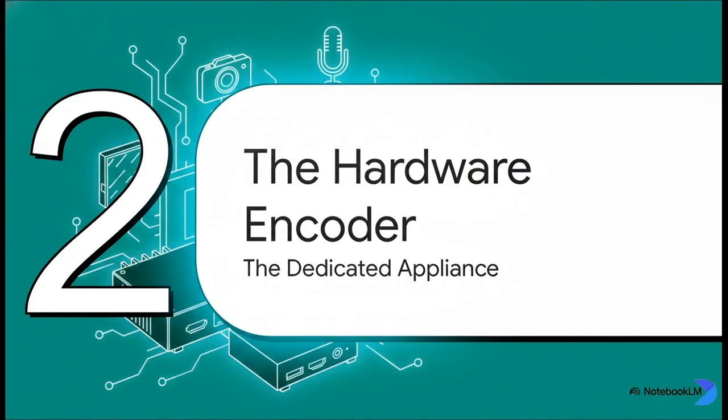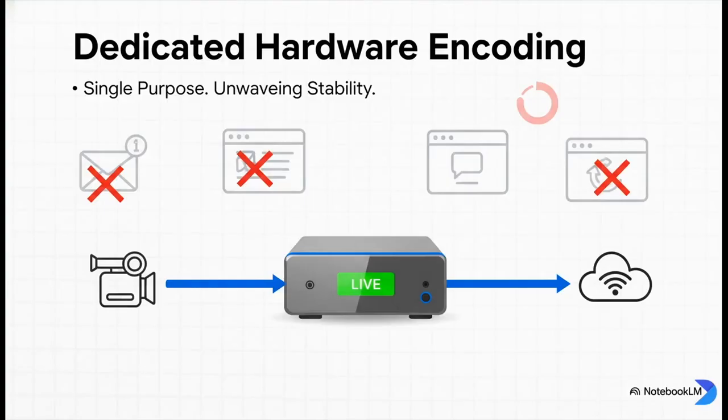Now, let's flip the coin and look at the alternative, the hardware encoder. Think of this as a dedicated appliance, a purpose-built device that's designed to do one single thing and do it really, really well. This is what I like to call the set it and forget it approach. It's a dedicated box. It isn't running Windows updates in the background. There's no antivirus scans popping up, no other programs fighting for resources. Its one and only job is to encode and stream, and that leads to just rock-solid stability.